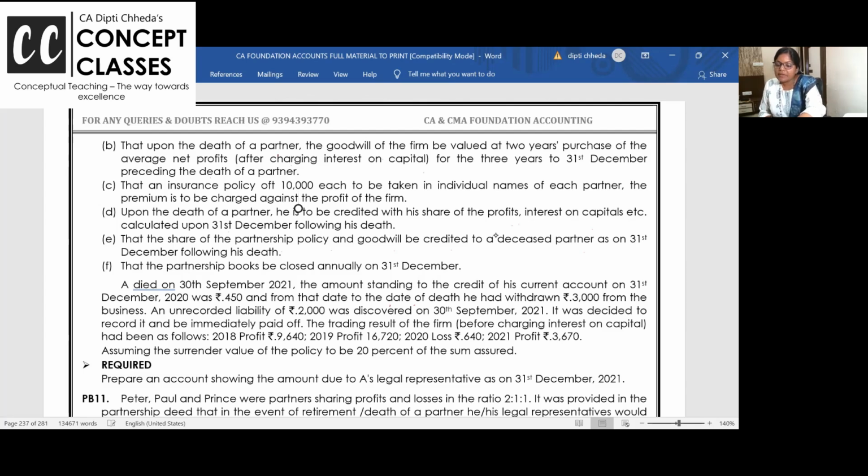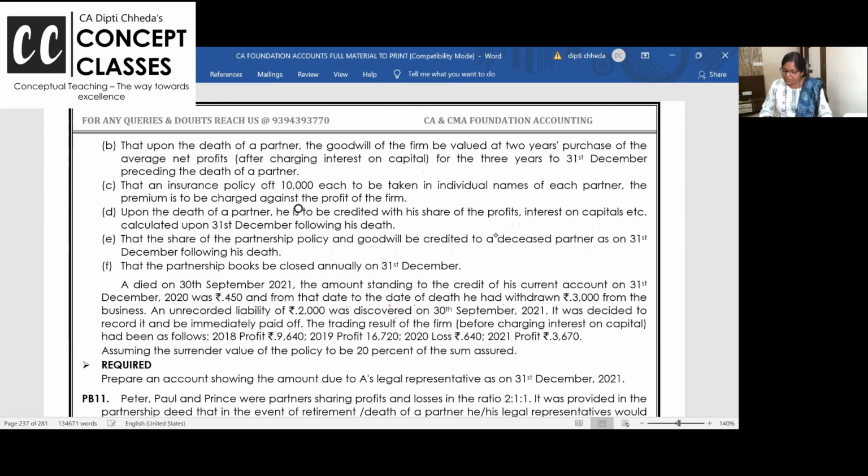From that date, okay, last year's date, till the date of that he has withdrawn drawings. Unrecorded liability 2000 was discovered and it was decided to record it and be immediately paid off. Trading result of the firm.